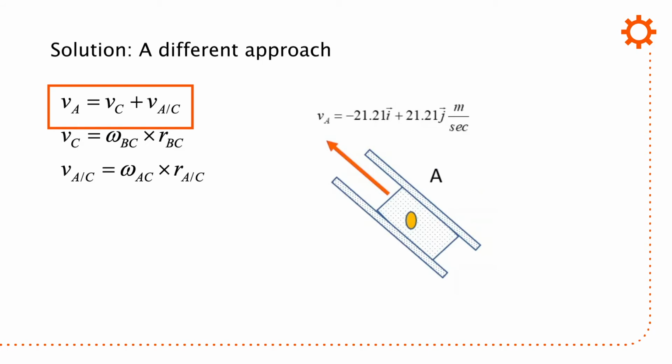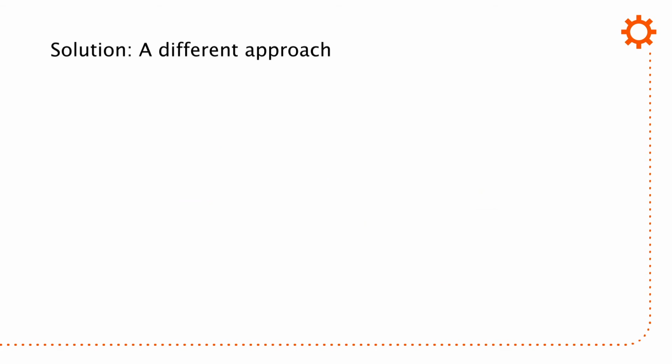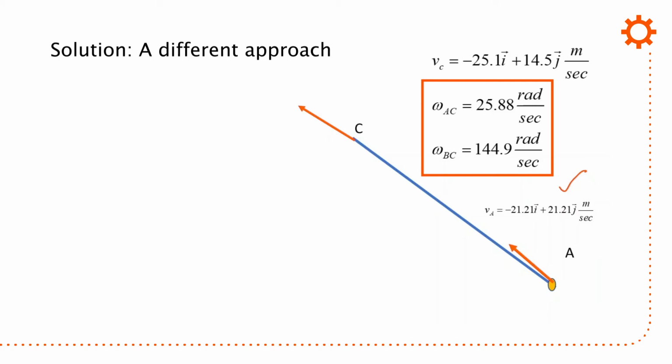Velocity of A is equal to velocity of C plus velocity of A with respect to C, or velocity of C is equal to omega BC cross RBC, velocity AC, omega AC, RAC. I can then transfer that same velocity, which I've just calculated or been given. This is a given value, and put it onto the other term. So if I do that, velocity of C is equal to minus 25.1 rads per second, or 25.1 plus 14.5 I and J respectively, meters per second. And omega AC and omega BC can be calculated directly from there.